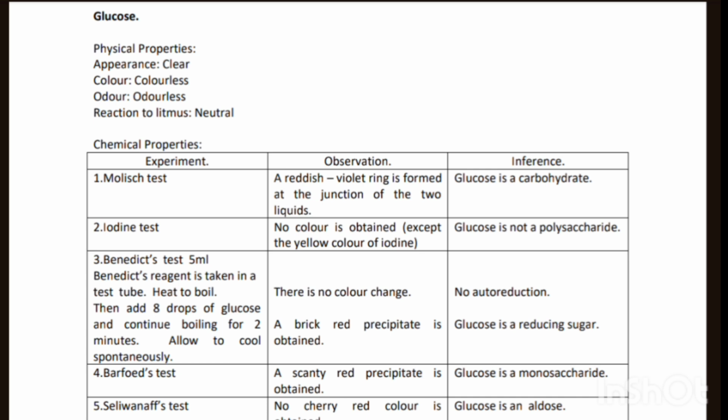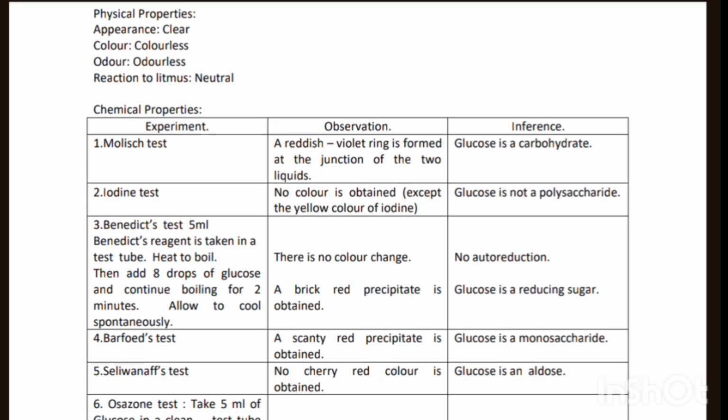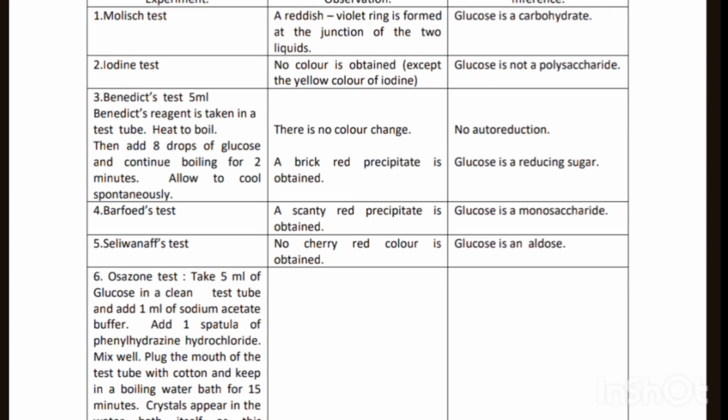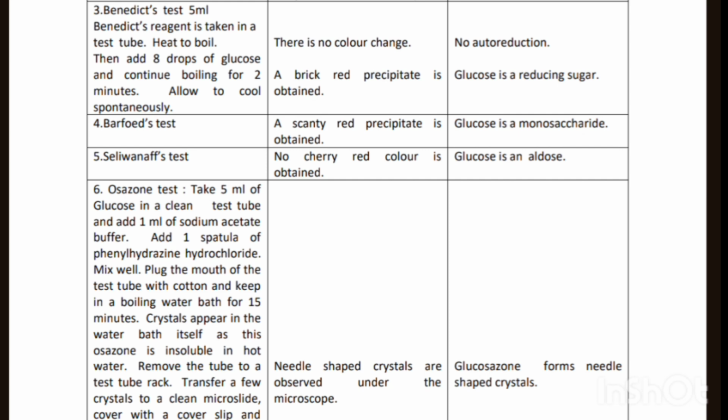Under Benedict's test, first you'll just have to heat it to say there is no color change because there's no auto reduction, and then add 8 drops of glucose, continue boiling 2 minutes and all of that. You'll get brick red precipitate. You say glucose is a reducing sugar. Coming to Barfoed's test, you will say scanty red precipitate is obtained since glucose is a monosaccharide.